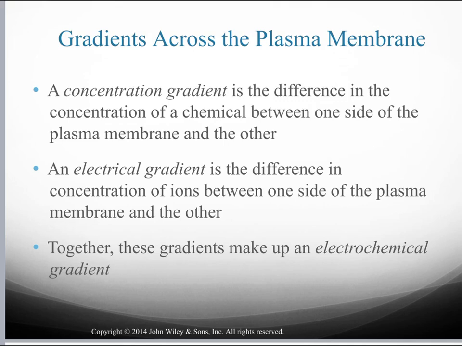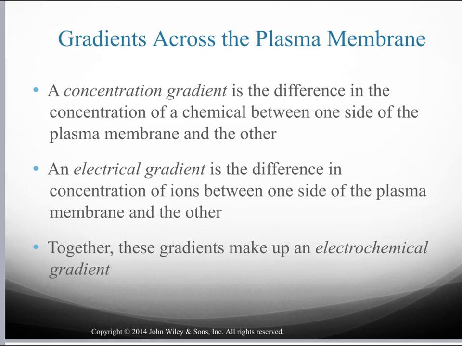A concentration gradient is the difference in the concentration of a chemical between one side of the plasma membrane and the other. So we're talking about the internal environment inside the cell versus the external environment outside the cell, so intracellular versus extracellular. An electrical gradient is the difference of concentration of ions between the outside and the inside of the plasma membrane. A lot of these gradients are maintained by those channels that we just got finished talking about.